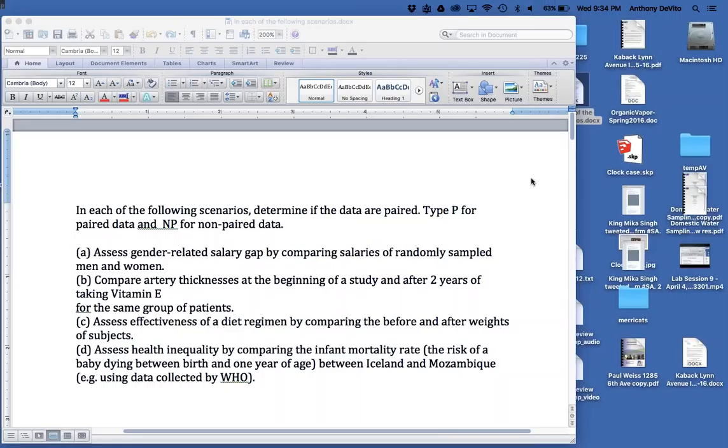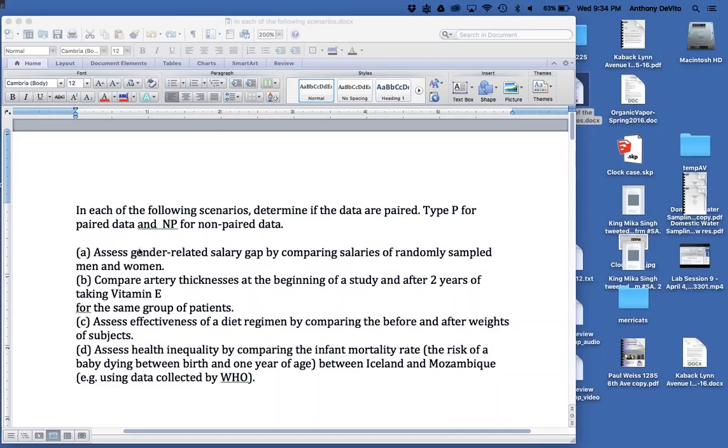So, for instance, in that case, if we had two scores, before and after would apply to the score that the same person had. That would be a paired type sample. So let's take a look at these, whether these different kinds of studies are paired or unpaired.